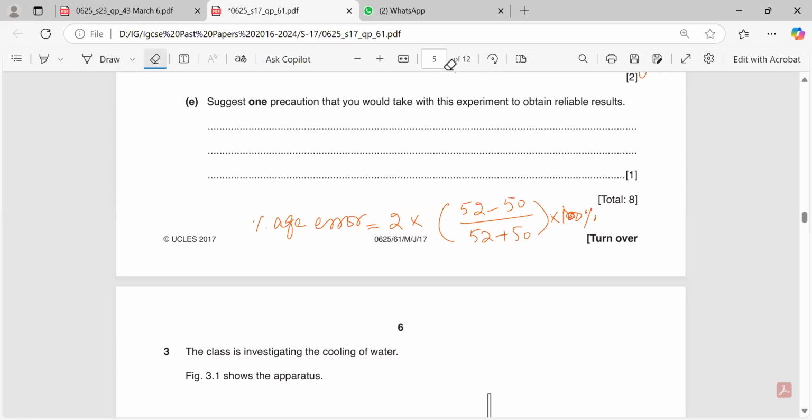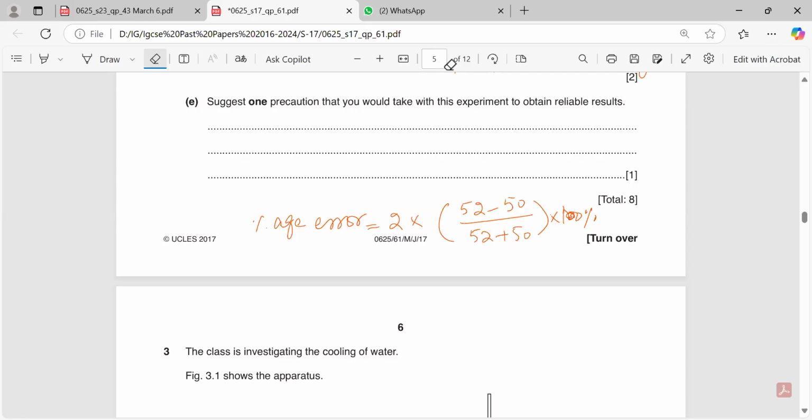If your answer is less than 10%, it is mentioned in our IGCSE syllabus for 2023 till 2025, and even the new syllabus published from 26 to 28. Percentage error in these experiments we can take up to 10%. Yes, within the limit of experimental accuracy. So how to do it? 2 times the difference in values in the numerator over the sum of the values in the denominator, then times 100%, and we are getting this answer.